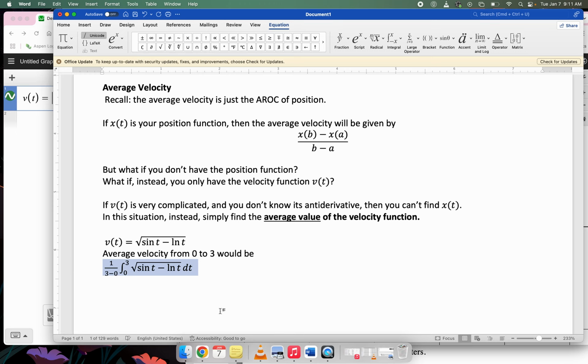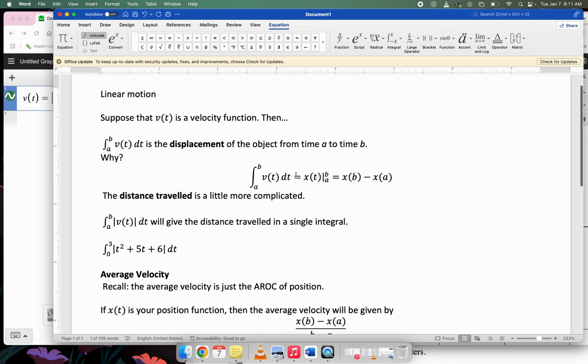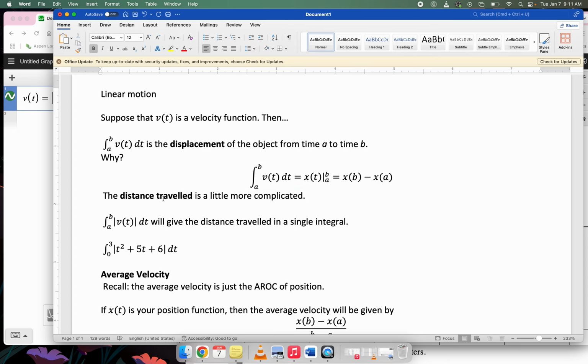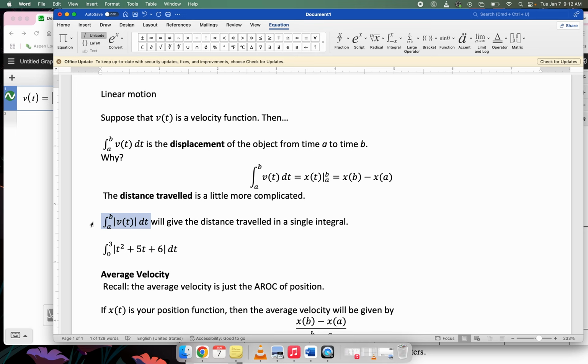So the other big idea of this, in summary, there's really 3 ideas in this lesson. Number 1, if you integrate velocity, you get displacement. Number 2, if you want distance traveled, a little more complicated. If you don't have a calculator, then you need to see where the velocity is positive and negative and compute separate integrals. But if you do have a calculator, then you can just compute the integral of the absolute value of the velocity function.